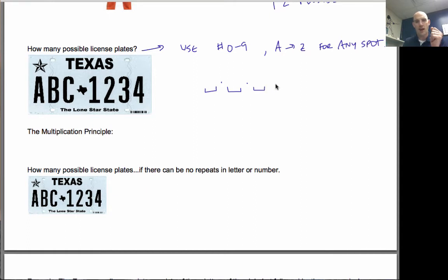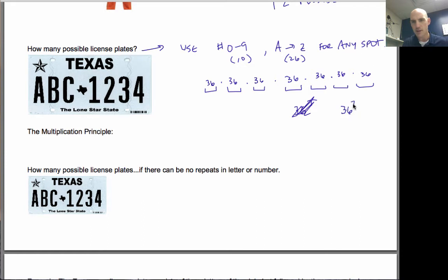And if I don't have any stipulations on repeats, meaning you can't have 2 A's or you can't have 2 B's, really it's just a matter of multiplying 7 slots together where I have 10 options and then 26 options. So I'd have 36 times 36 times 36 times 36 times 36 times 36 times 36. So I'd have 36 to the 7th power. And that is a humongous, humongous number, okay? Let me rewrite it, 36 to the 7th power.